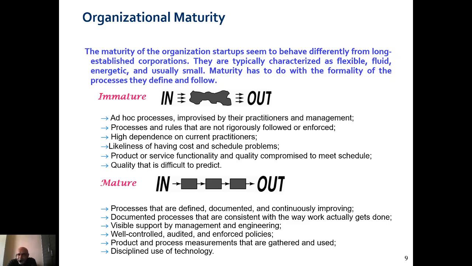Now, how to handle things in a mature way? Processes are defined, documented, and continuously improving. It should not remain only on paper.